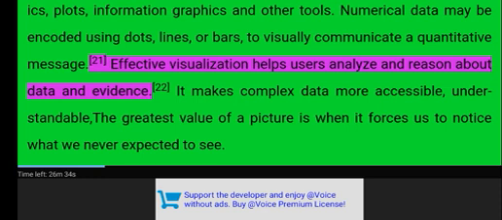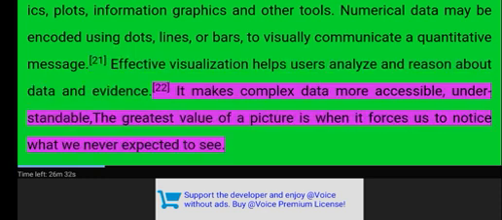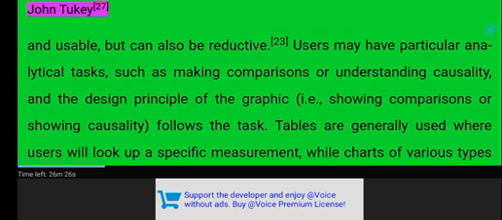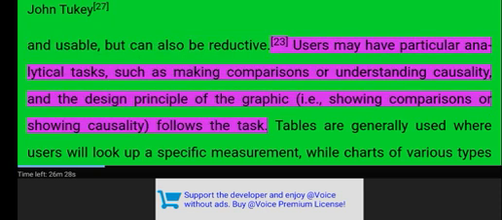Effective visualization helps users analyze and reason about data and evidence. It makes complex data more accessible, understandable, and usable, but can also be reductive. "The greatest value of a picture is when it forces us to notice what we never expected to see." John Tukey. Users may have particular analytical tasks, such as making comparisons or understanding causality, and the design principle of the graphic, i.e., showing comparisons or showing causality, follows the task.